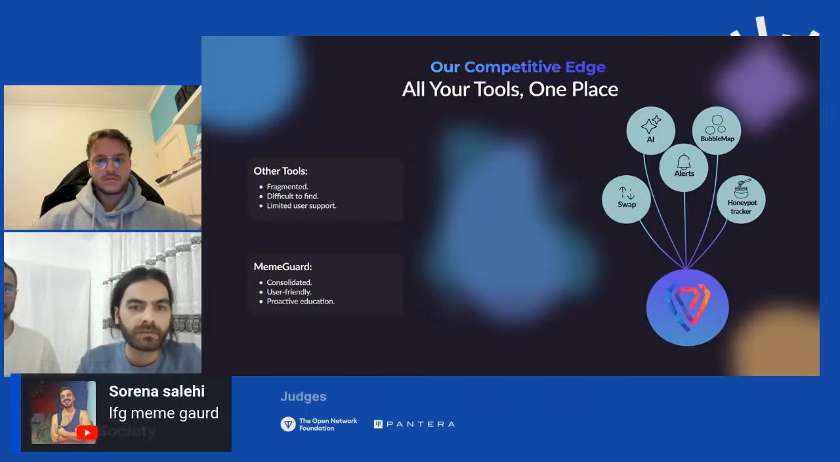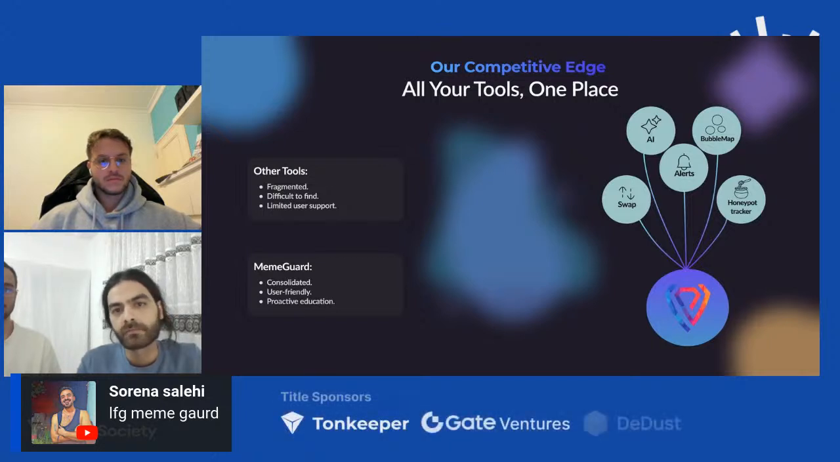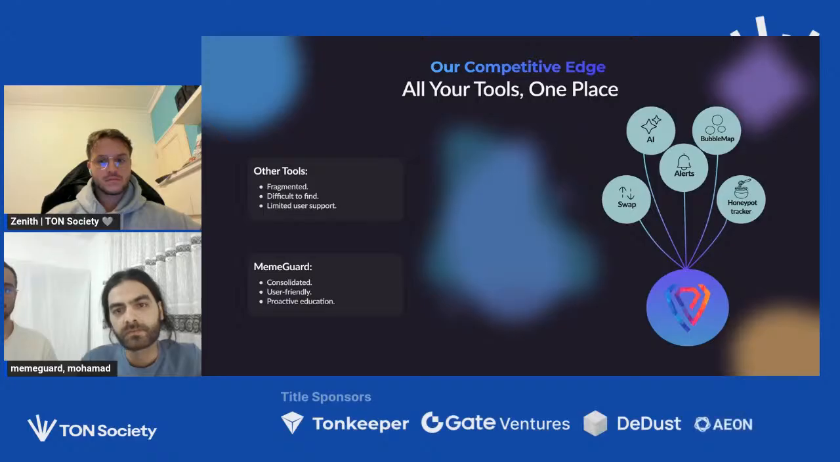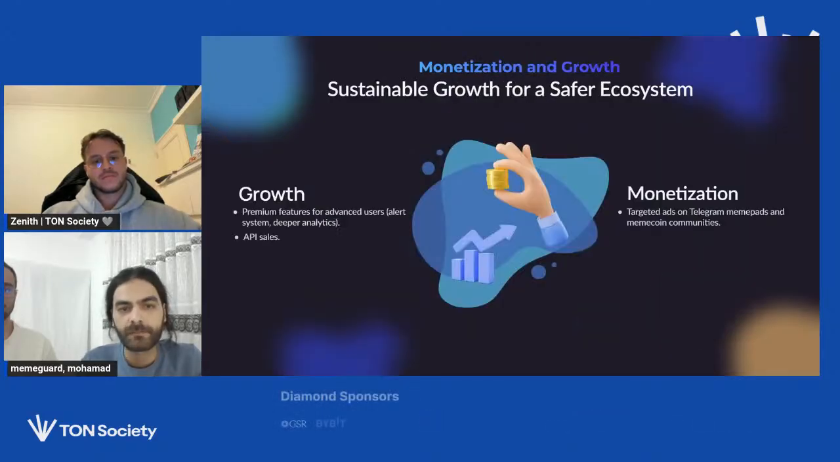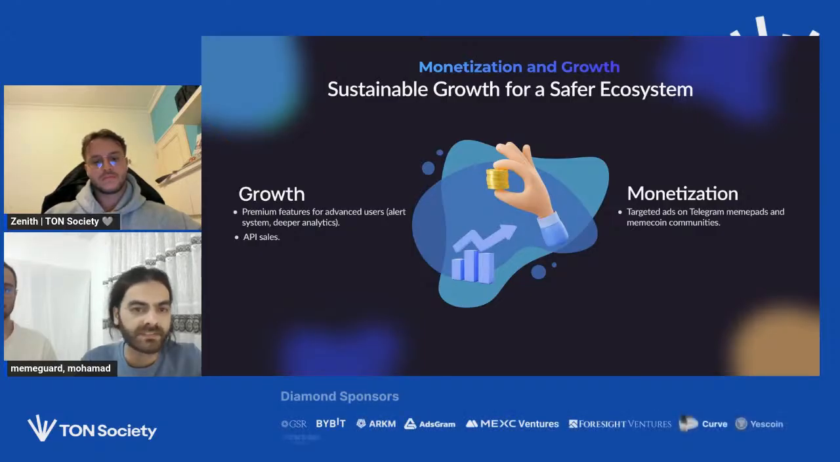While some tools offering similar features exist, they are often scattered and difficult for the average Telegram user to find. MemeGuard brings all these essential tools together in one user-friendly platform, making them easily accessible. We are also committed to educating our community as we roll out new features, ensuring everyone can take full advantage of MemeGuard's capabilities.